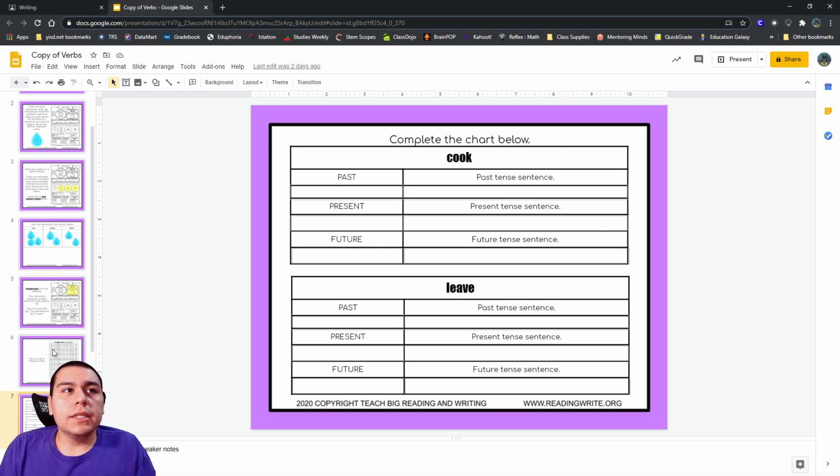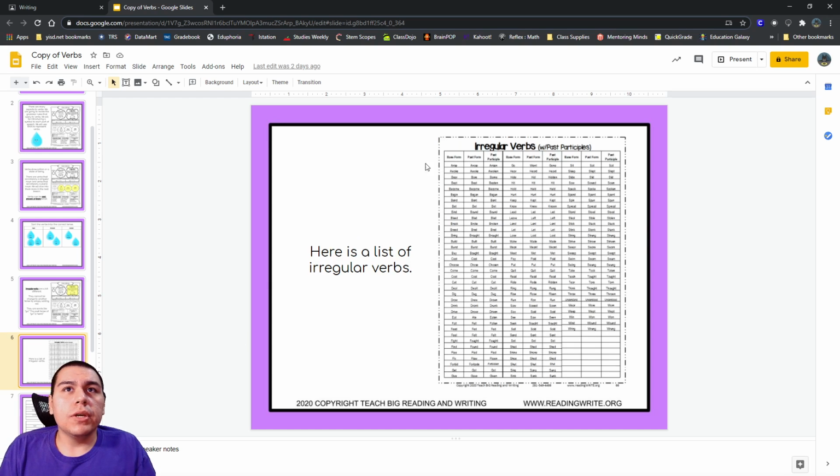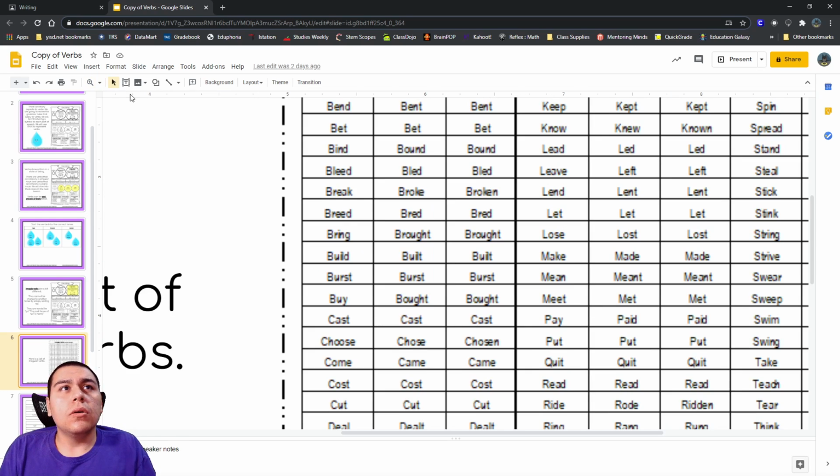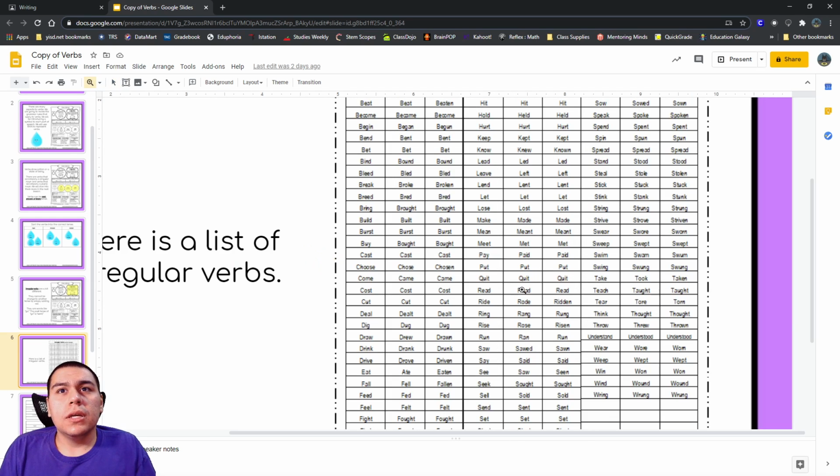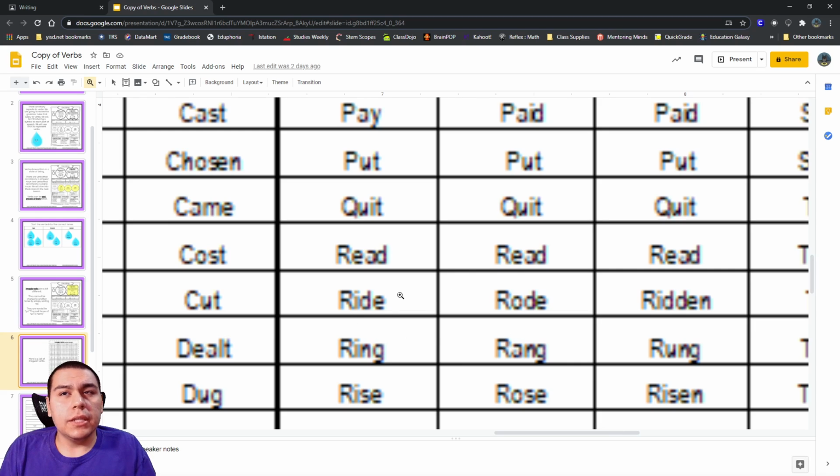On slide 6, just in case you need it, there is our list of irregular verbs. And I know it looks kind of small, but if I press the zoom tool, I can click and drag to get this kind of box and tell the computer what I want to look at. Or if I want, I can just click on the zoom tool, keep clicking till it gets to the size that I need.